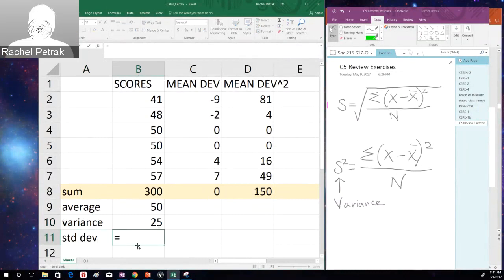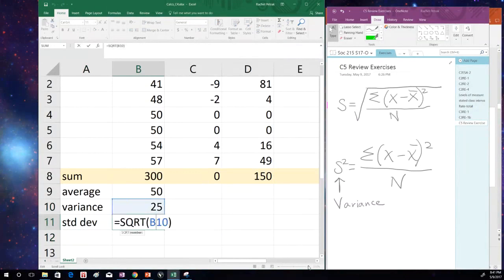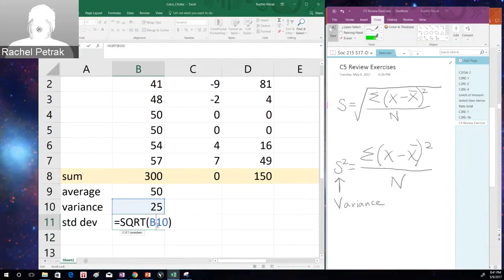So this equals, and to get a square root in Excel, it's SQRT, and then you just enter the cell that you want a square root of. You must put parentheses around both sides of it, like I have here. So you see I have parentheses around the cell, but there we have it. Our standard deviation is 5.